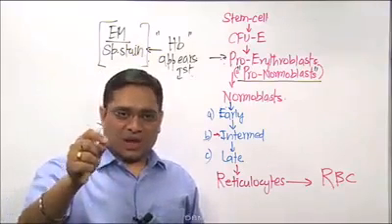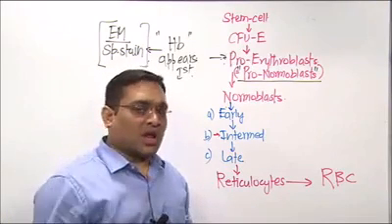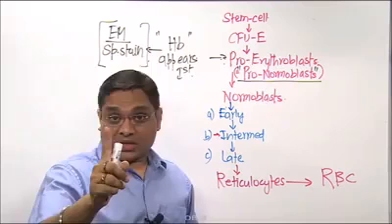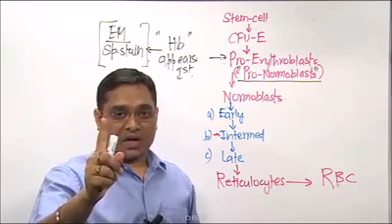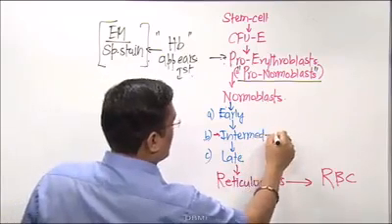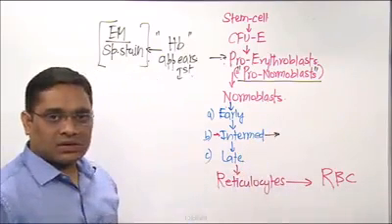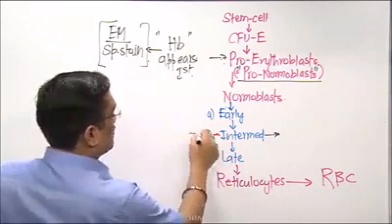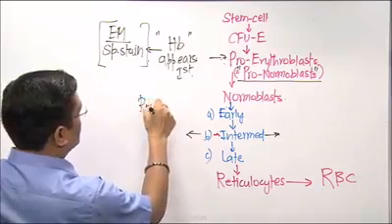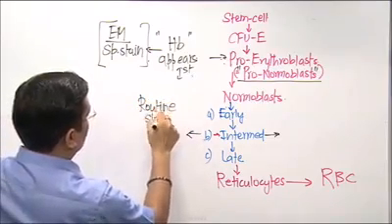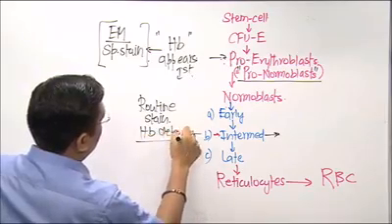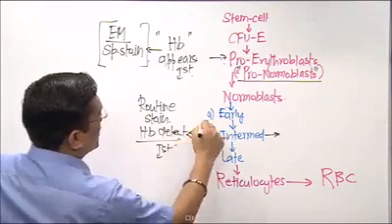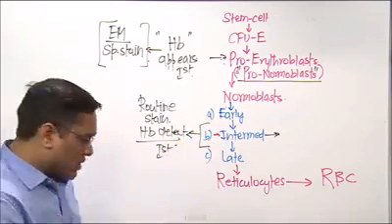Routine Giemsa staining will detect it. Now see this language: if the examiner says routine Giemsa stain will detect first, then your answer will be intermediate normoblast. So if the examiner is asking by routine staining, hemoglobin detected first, then your answer will be intermediate normoblast.